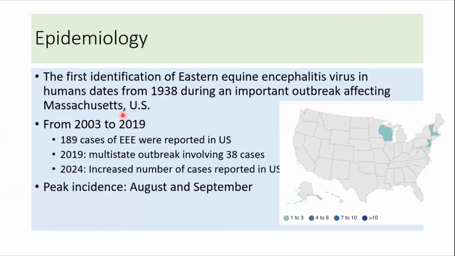This virus was first identified in humans in 1938 during an important outbreak affecting Massachusetts, US. From 2003 till now, there have been multiple cases reported, and there was a multi-state outbreak in the United States in 2019 involving 38 cases. And recently, in 2024, an increased number of cases was reported in the US. The peak incidence usually occurs in August and September.